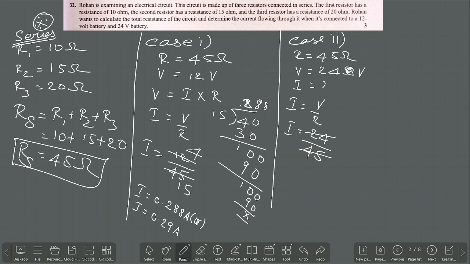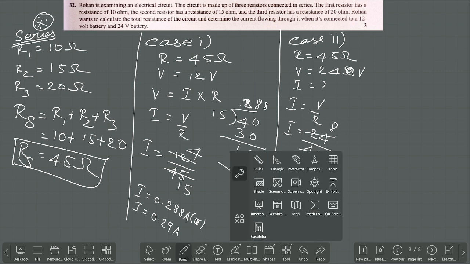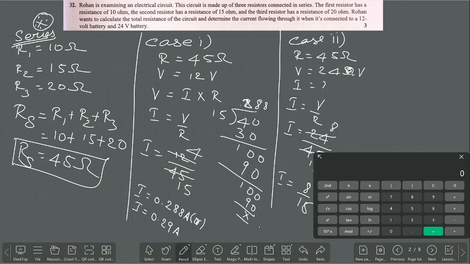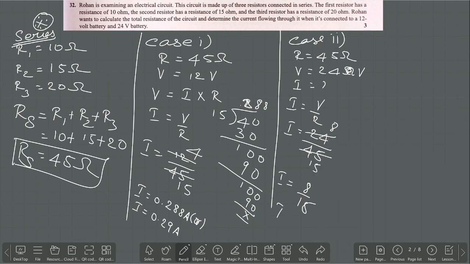How many 3s are 24? 8 3s are. 15 3s are 45. So I is equal to 8 by 15. So divide that one. So 8 divided by 15, that is going to be 0.533. So current I is equal to 0.533 ampere. We can write it as 0.53 ampere. Clear?